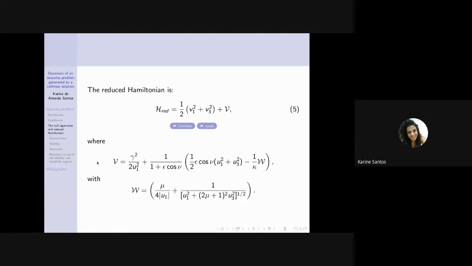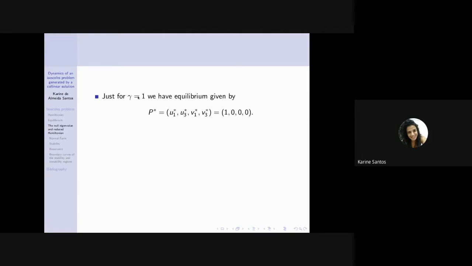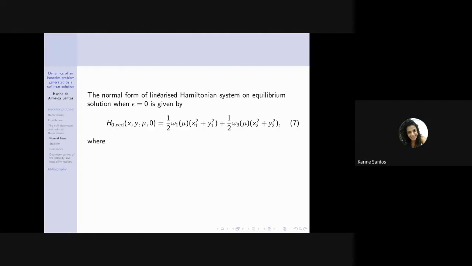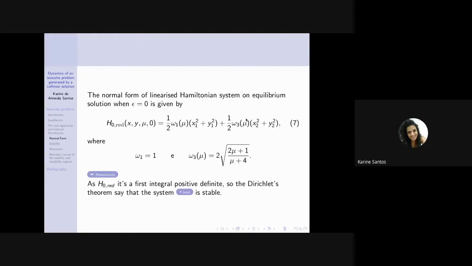And here appears this gamma. When gamma is equal to 1, we have that this system has this equilibrium. And the linearized Hamiltonian at the equilibrium solution is given in this form. And now, to simplify the study of this problem, we obtain the normal form of this Hamiltonian. So the normal form of the linearized Hamiltonian is in this form. And here we have the frequencies in this form.